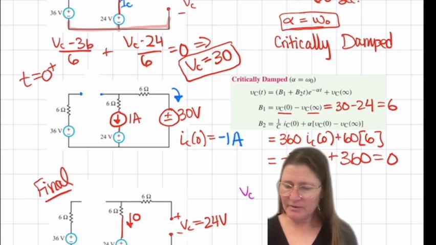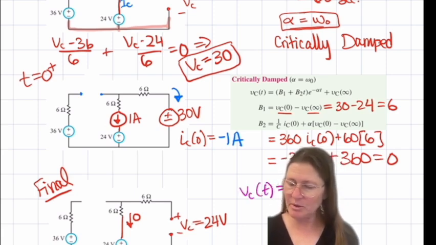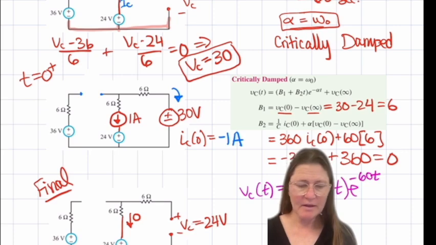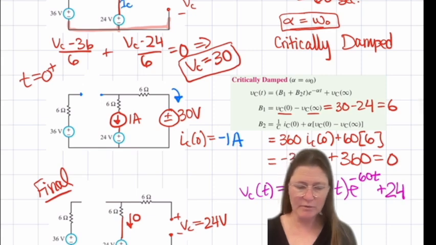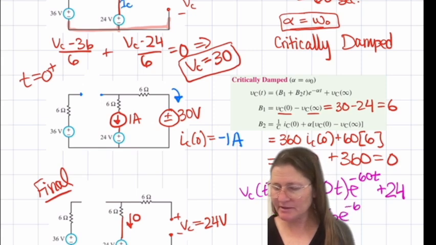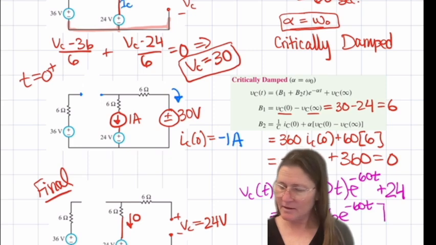So this becomes VC of t equals B1, which is 6, plus B2, which is 0, times t, e to the minus 60t, and then plus VC of infinity, which is 24. So this can be written as 24 plus 6e to the minus 60t in volts.